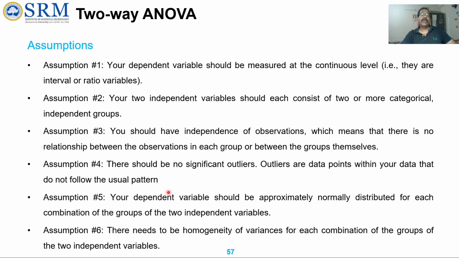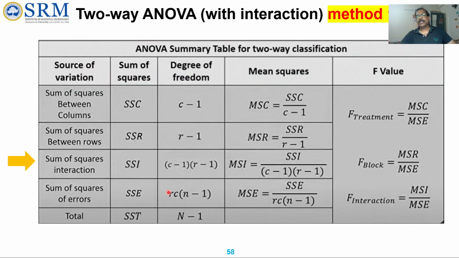Similar to one-way, two-way ANOVA also has some assumptions, 1 to 6. Please do remember the assumptions, very important. Your dependent variable should be measured at the continuous level. Your two independent variables should each consist of two or more categorical groups, and you should have independence of observations. The data should be normally distributed, there should be no significant outliers, and there needs to be homogeneity of variance for each combination of groups. So those are all the basic assumptions.